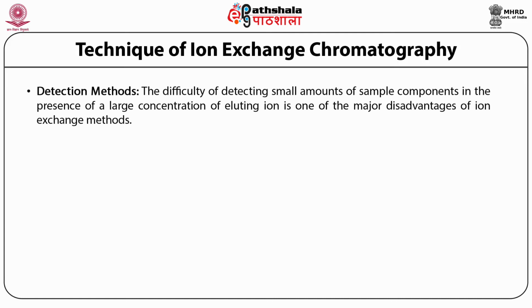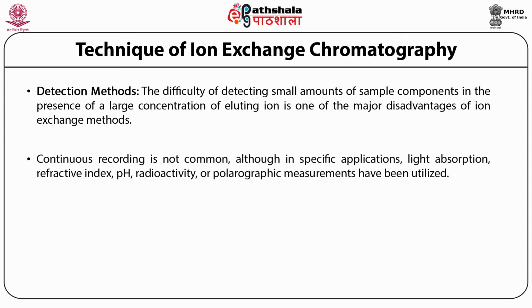Detection method. The difficulty of detecting small amounts of sample components in the presence of a large concentration of eluting ion is one of the major disadvantages of ion exchange methods. Continuous recording is not common, although in specific applications, light absorption, refractive index, pH, radioactivity, or polarographic measurements have been utilized. The most common practice is to collect numerous small equal volume fractions and analyze each fraction for the species sought.